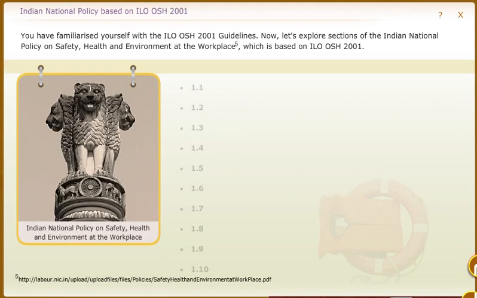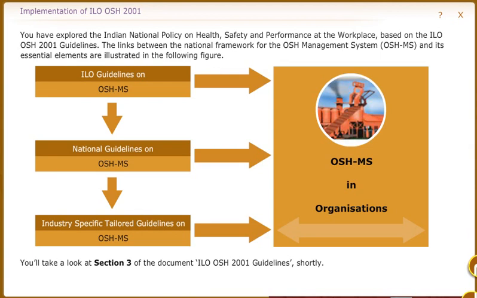You have familiarized yourself with the ILO-OSH 2001 guidelines. Now, let's explore sections of the Indian National Policy on Safety, Health and Environment at the Workplace, which is based on ILO-OSH 2001. You have explored the Indian National Policy on Health, Safety and Performance at the Workplace based on the ILO-OSH 2001 guidelines. The links between the National Framework for the OSH Management System, or OSH-MS, and its essential elements are illustrated in the following figure. You'll take a look at Section 3 of the document ILO-OSH 2001 Guidelines shortly.